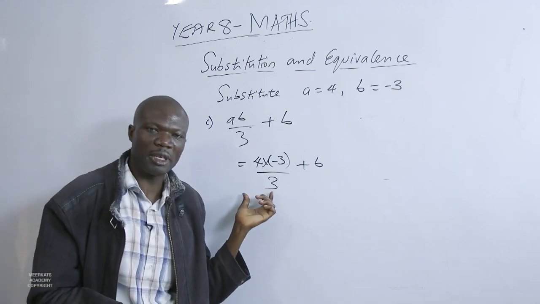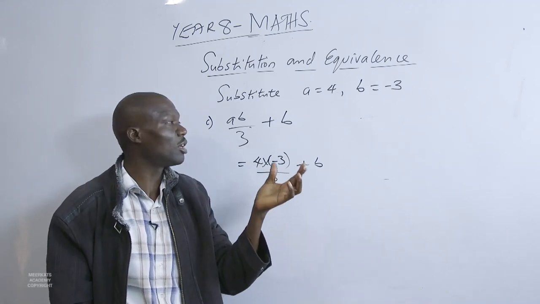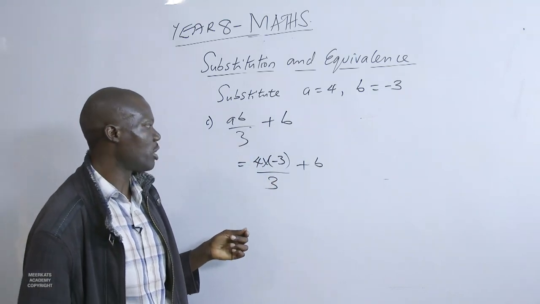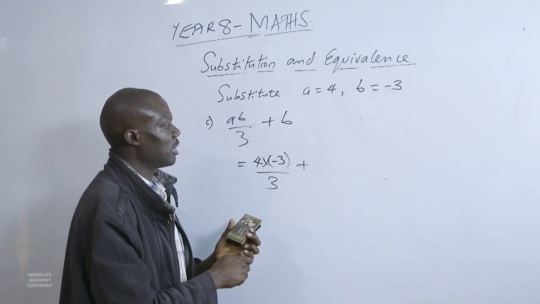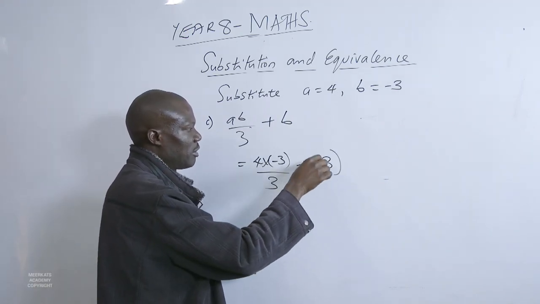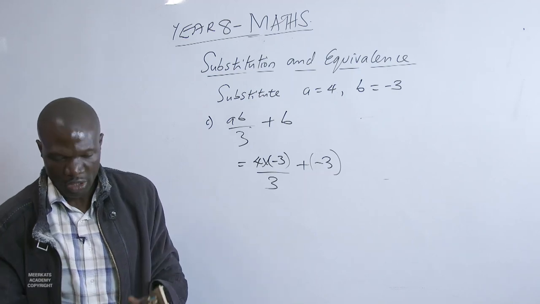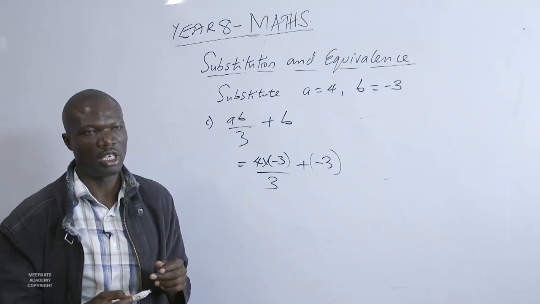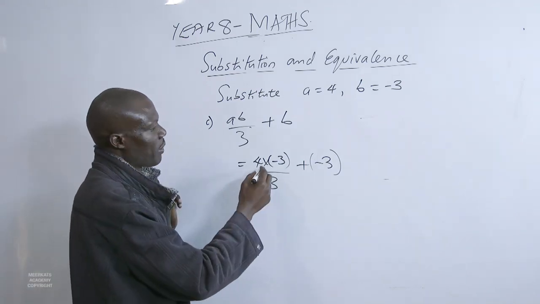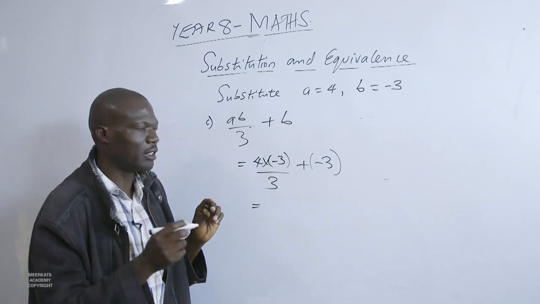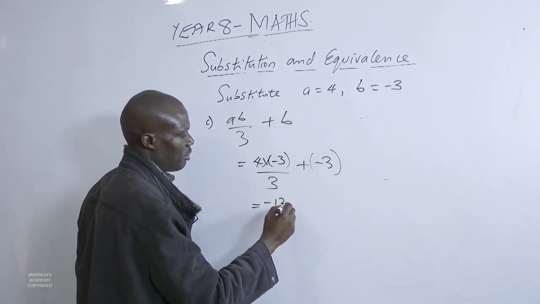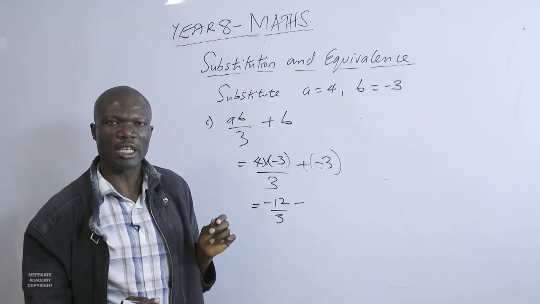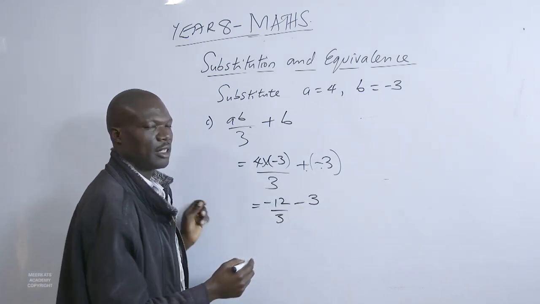Take note that the denominator here of 3 is only for a and b, so do not bring it all the way to b. And b, we have said, is minus 3. There is a tendency that some will be tempted to simplify here. It's not advisable. So here, 4 times minus 3 will give us minus 12 over 3. And then this is the opposite sign, so it will give us a negative result.